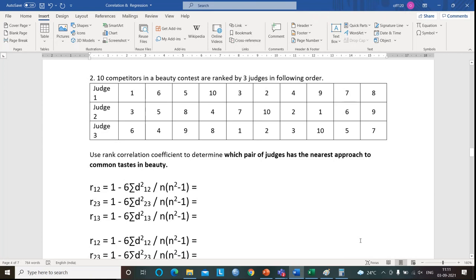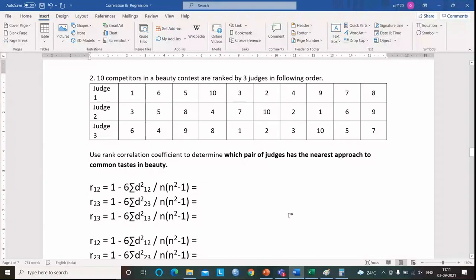See here, there is an example given to us: 10 competitors in a beauty contest are ranked by 3 judges in the following order. See, judge 1, judge 2, and judge 3. There are 3 judges present, giving ranks in the beauty contest. That means there were 10 ladies walking on the ramp, and 3 judges giving marks to them. Instead of marks, they have given ranks directly.